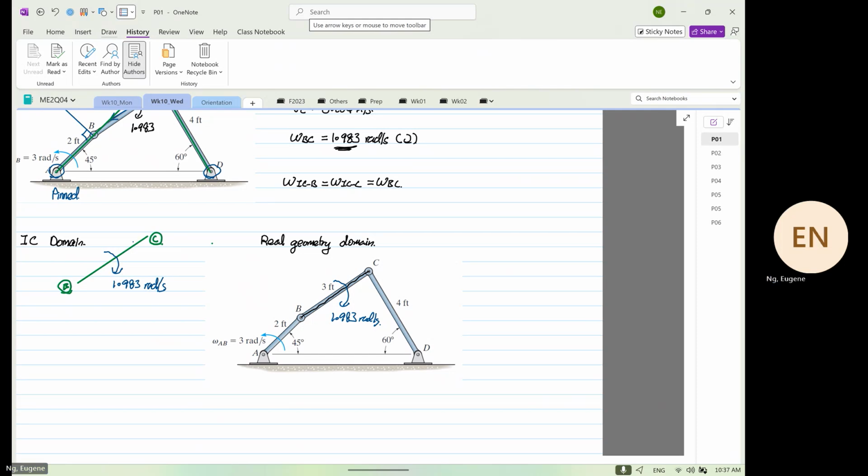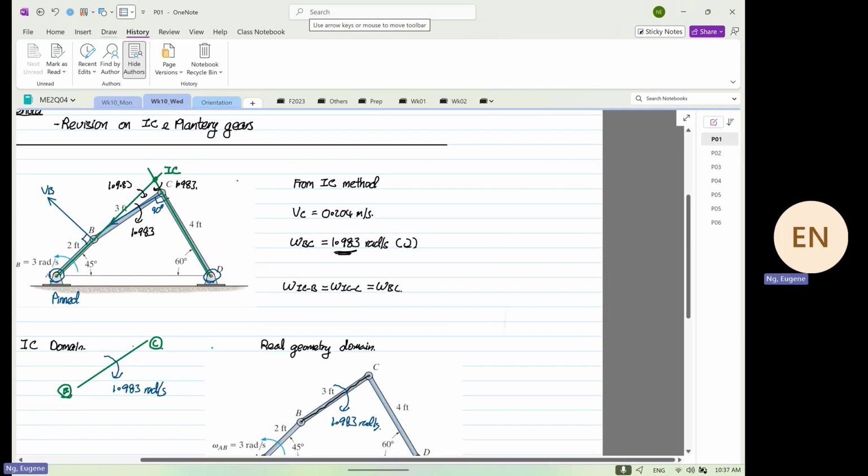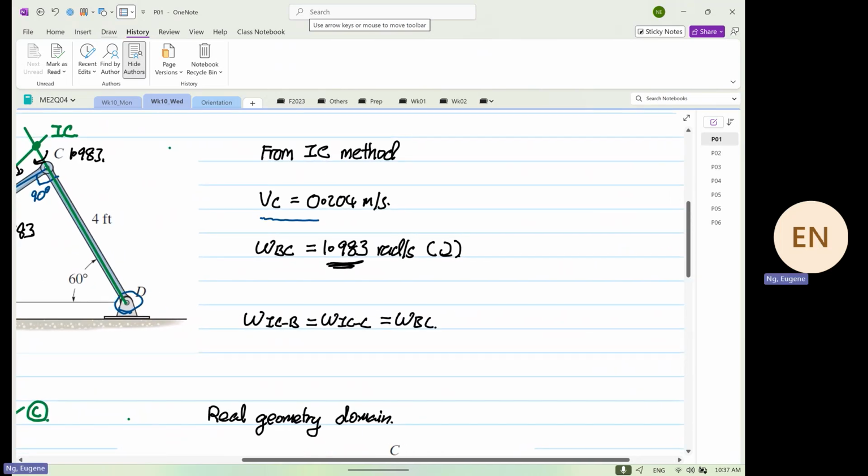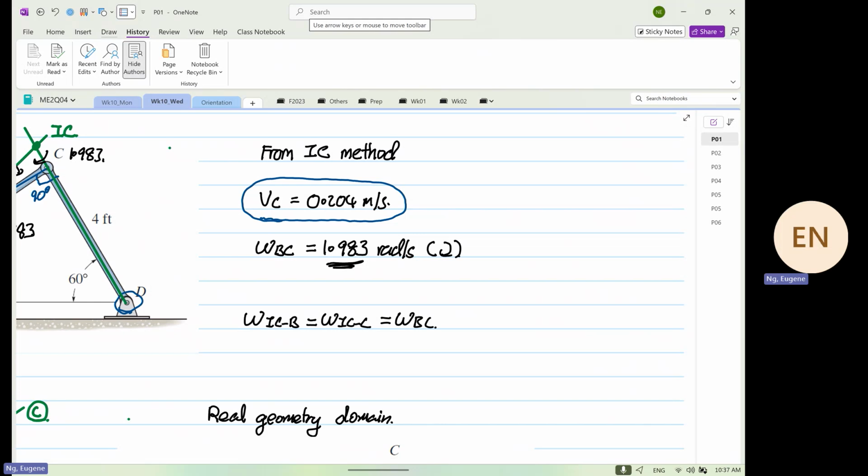Yes or no? So how do we know this is right or wrong? Anyone? The only way to prove this is we have to use a different method. And when we use a different method, the velocity must be equal to 0.204. If it's not, the theory is garbage.